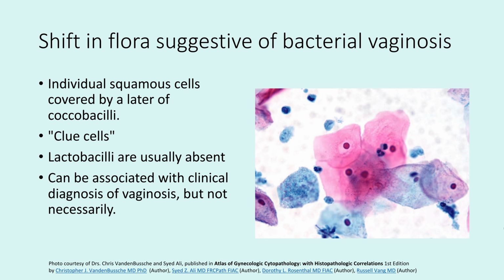Okay, and then we also report shift in flora suggestive of bacterial vaginosis, which are individual squamous cells covered by coccobacilli, and we call these clue cells. The lactobacilli, which I mentioned in the prior slide, are usually absent. They can be associated with a clinical diagnosis of vaginosis, but not necessarily.